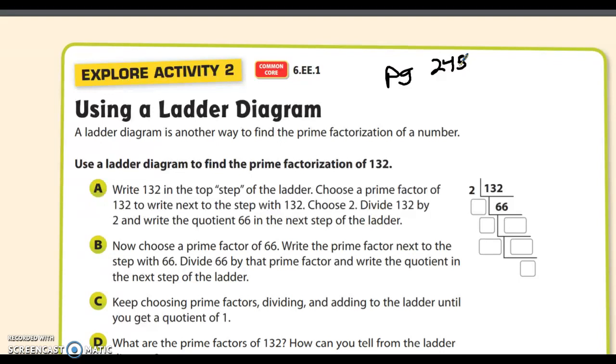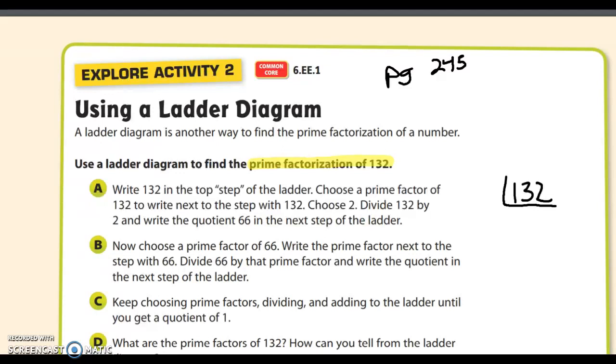Using a ladder diagram. A ladder diagram is another way to find the prime factorization of a number. The directions read, use a ladder diagram to find the prime factorization of 132. So if we had nothing written here, let's pretend we had just a blank spot for our work. We would start by just writing 132, and we do kind of an upside down division symbol. What we're going to do here is factor out the prime numbers, prime factorization, together. It says write 132 in the top step of the ladder.